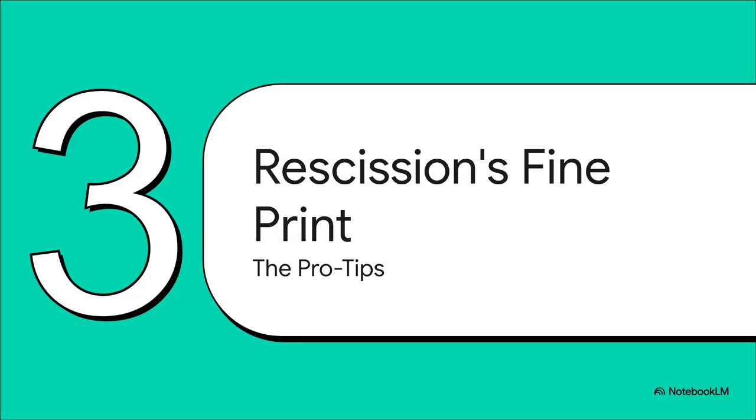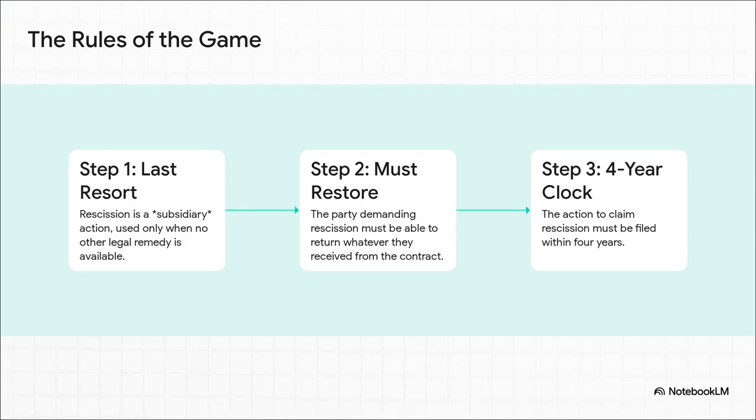Okay, knowing GACL is huge, but it's only half the game. Now we got to talk about the rules, the fine print. How do you actually use this remedy of rescission? Think of these as the 3 golden rules. 1, rescission is a subsidiary action. That means it's a last resort. You can only use it if there's literally no other legal way to fix the problem.